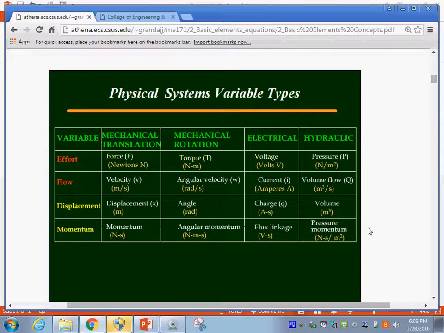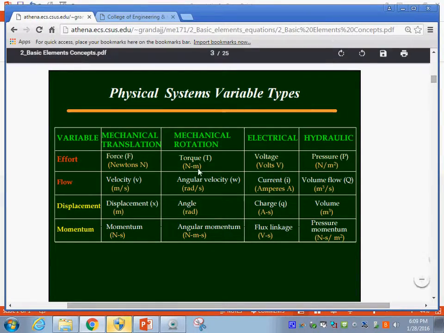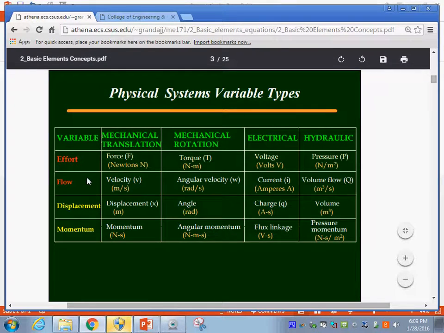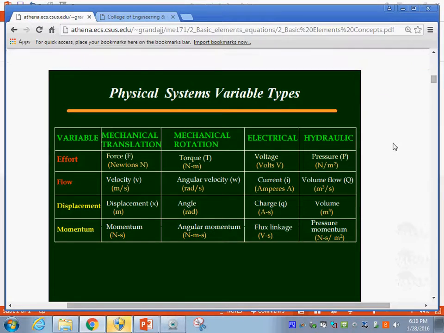Now, you see, we are talking about 4 variables, and if we have 4 energy domains, that's 16 variables.